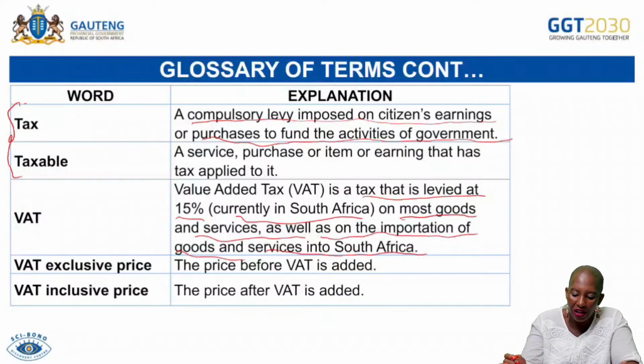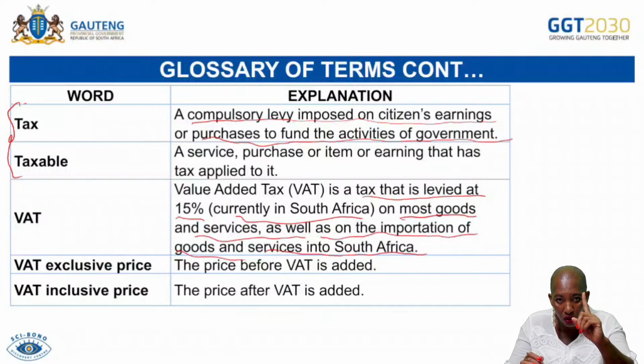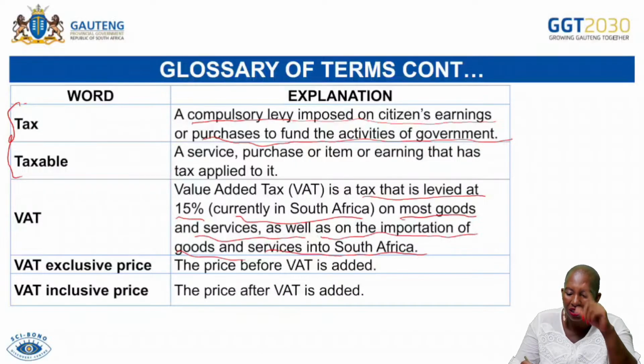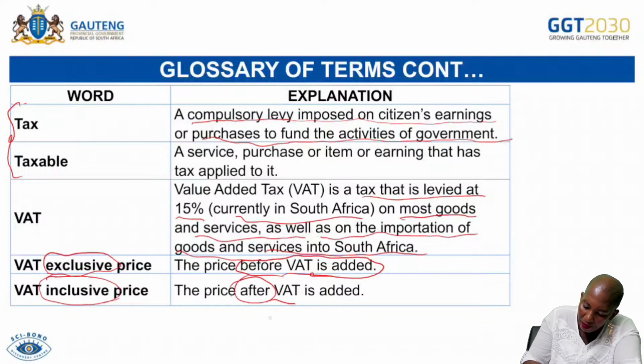And then we have the VAT exclusive. With the VAT exclusive, it is the price before VAT is added. Remember, we said our VAT value is what? 15%. VAT value or the tax levied, it is 15%. And then the VAT exclusive, it is the price before VAT is added. This is very important, the price before VAT is added. And then the VAT inclusive price, it is the price after VAT has been added.